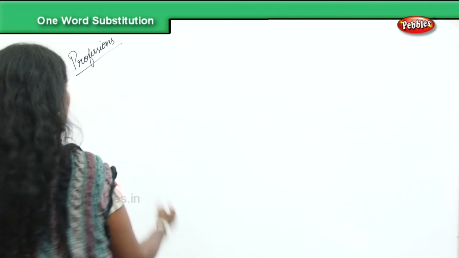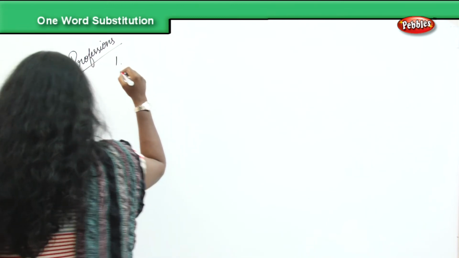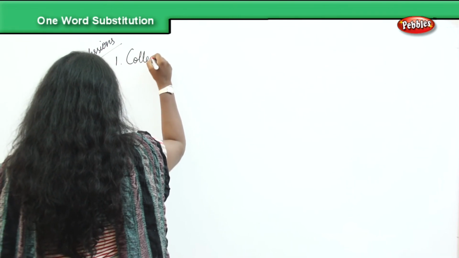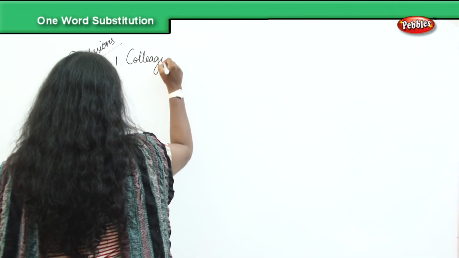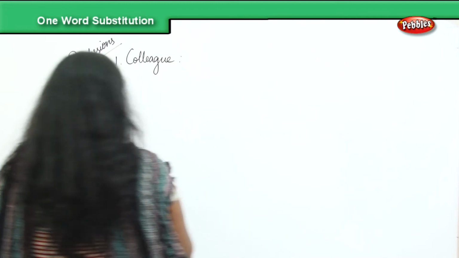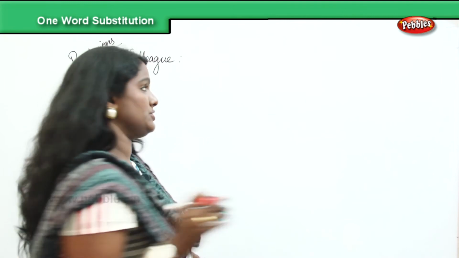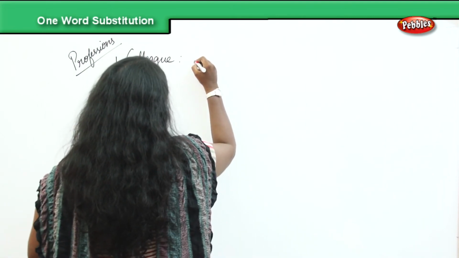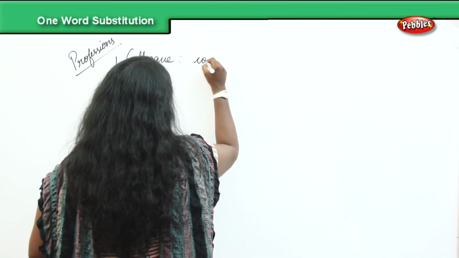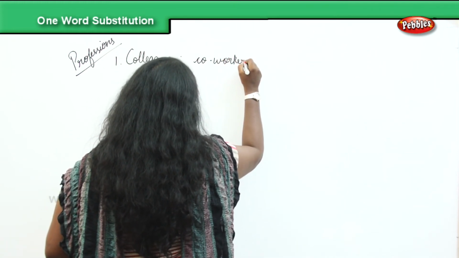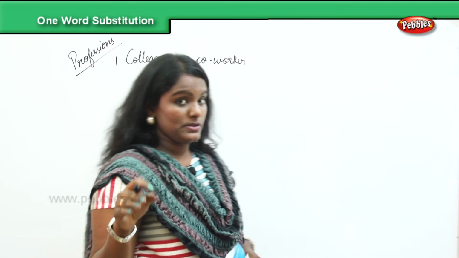My first word is going to be this: colleague. A colleague is a co-worker or a fellow worker in the same institution. So I'm going to make it a co-worker. A person who works along with you in the same institution.